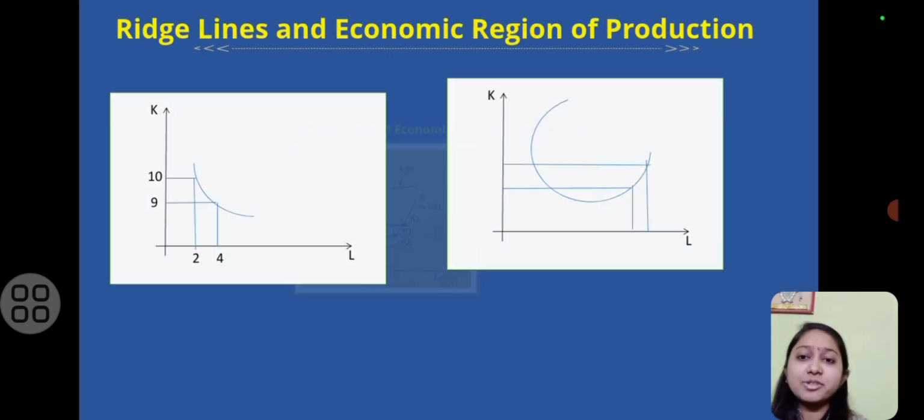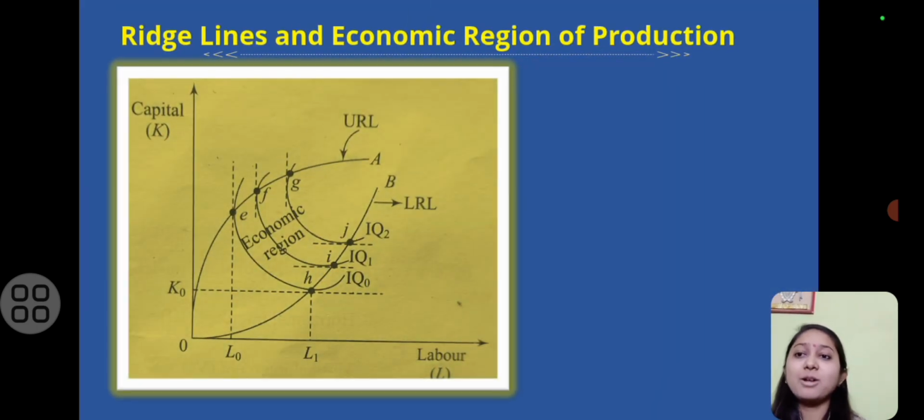Let's analyze this further. Now, this diagram might seem daunting to you, but we already know that the producer will not produce in the positively sloped portion of isoquant. Beyond H, beyond the point I, beyond the point J, there is a positively sloped region where the same level of output will be produced by more of both the inputs, which a producer will never like to produce at.